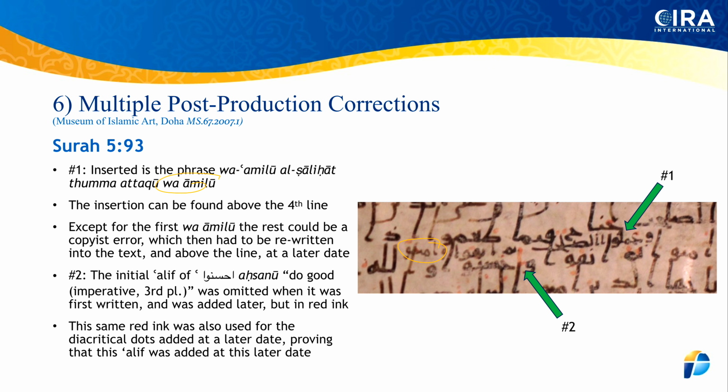What's fascinating is that when they wrote it with the red ink, they also used that same red ink that was used for the diacritical marks, the dots. Maybe we talked about the diacritical marks. When they were adding the diacritical marks to this Doha manuscript, they used the same ink to realize, oh, wait a minute, here's an Alif that's missing. We've got to stick the Alif in there as well.